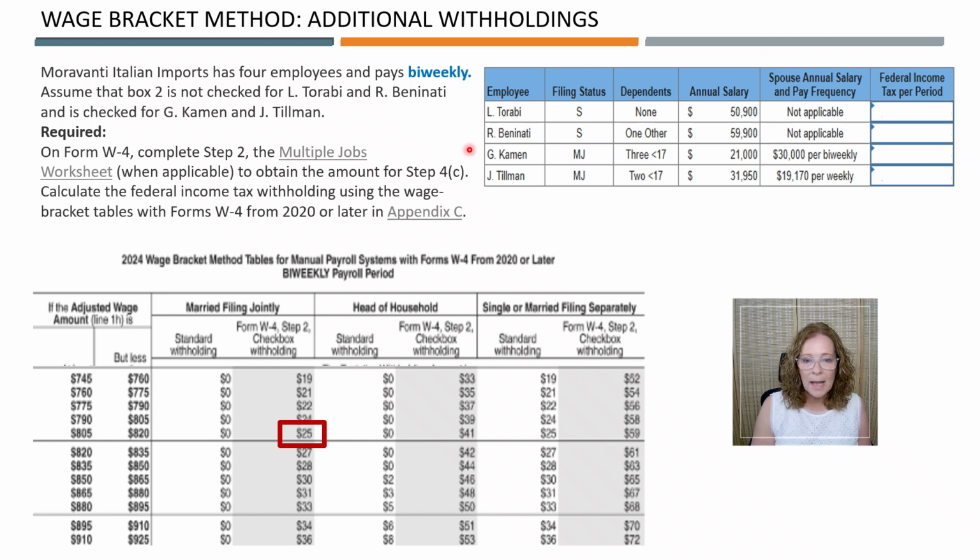Now let's look at G. Kamen. Kamen is married filing jointly and has 3 dependents under 17. The annual salary is $21,000 and the spouse's salary is $30,000. We'll first calculate the biweekly wages of $807.69 and look up the federal income tax in the biweekly table. It's $25.